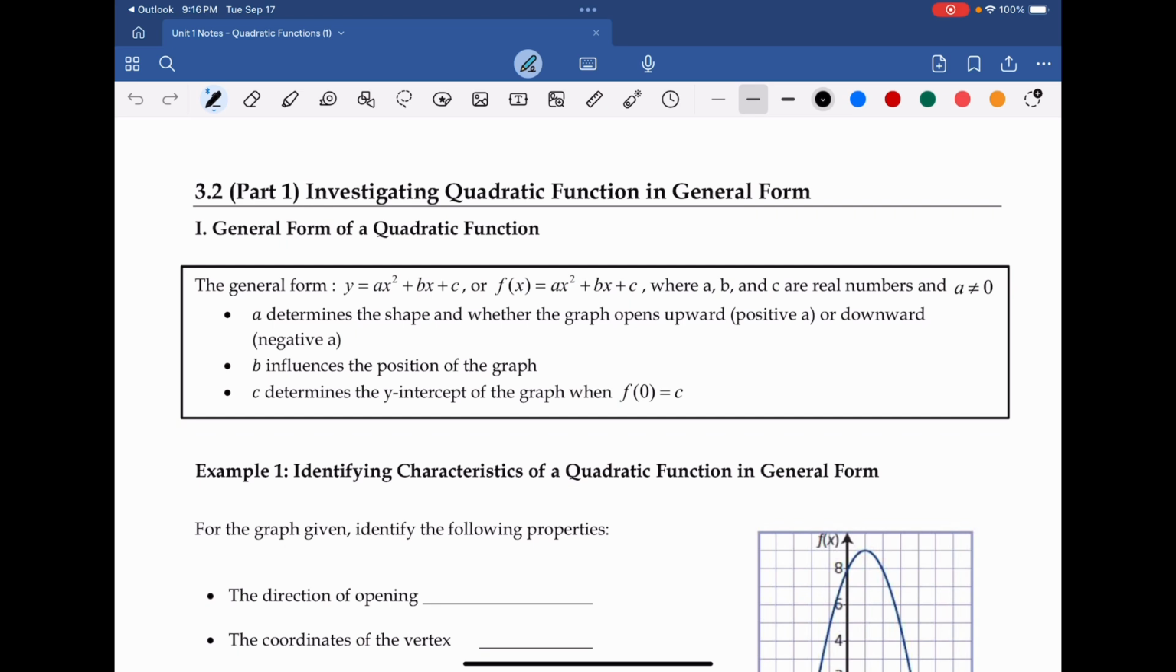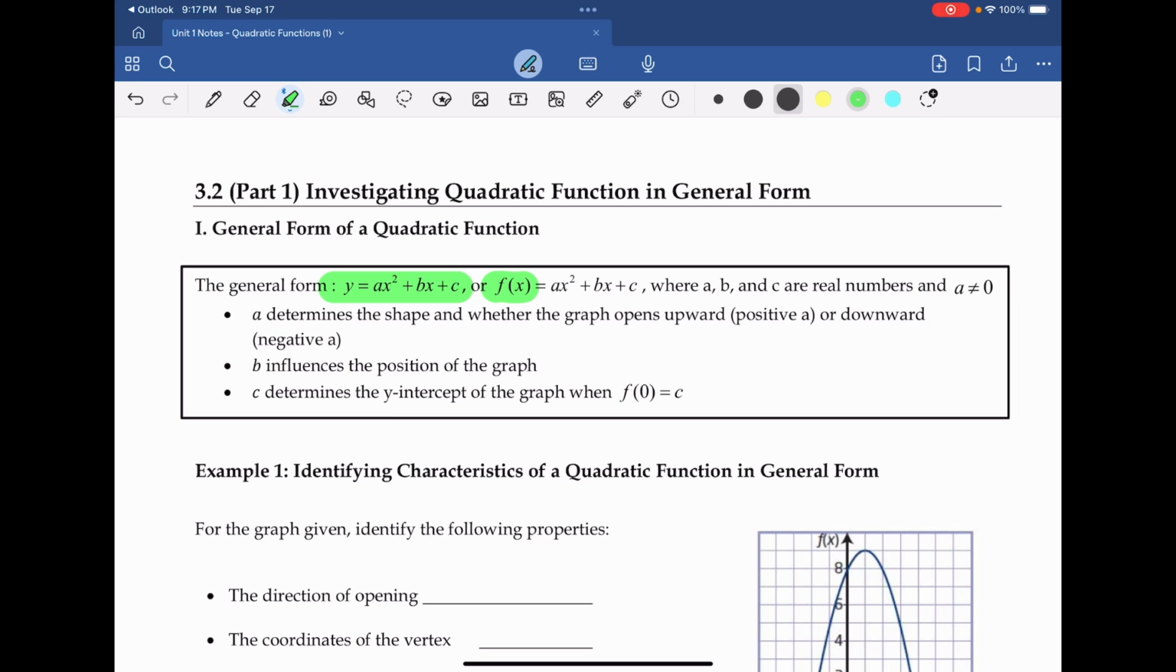What we want to do is specifically look at the equation in general form. Now, general form differs from vertex form because it has this more traditional trinomial look, or the y equals ax squared plus bx plus c, or because we know f of x is equal to y, these technically mean the same thing here. Now, the important thing is that a, b, and c, in terms of the coefficients, are real numbers. A cannot be equal to 0, or else this thing would not be a quadratic.